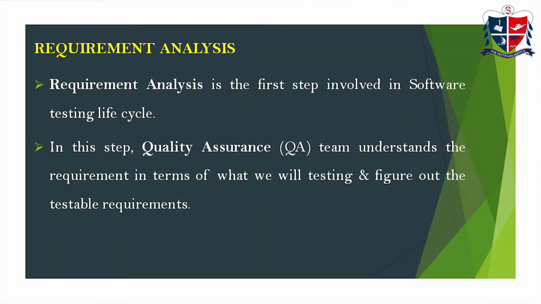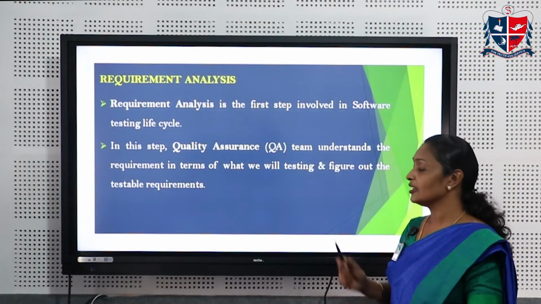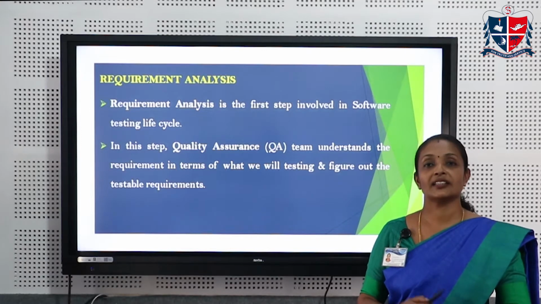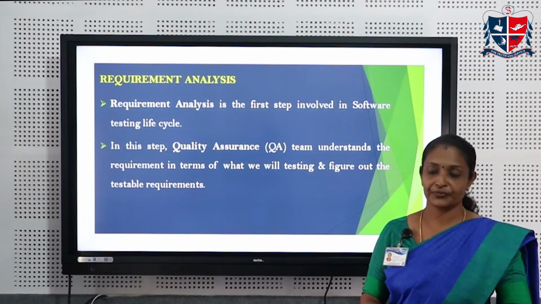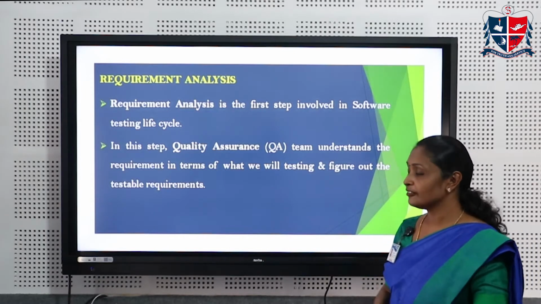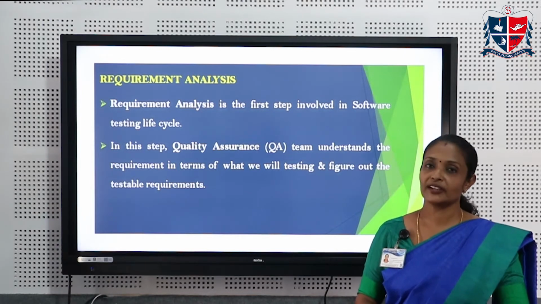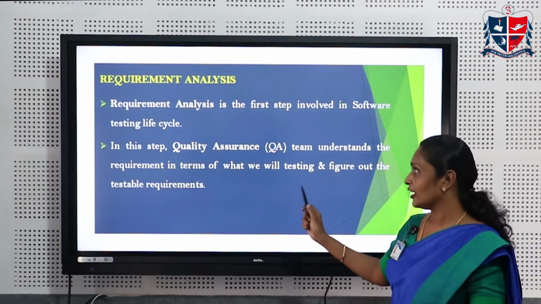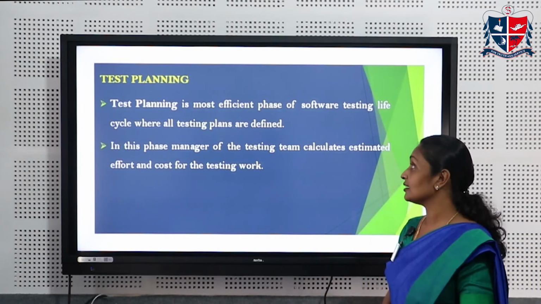Requirement analysis is the first step involved in the software testing cycle. That is, the quality assurance team has to make sure of the requirements for the software testing, that is why we have to test the software. And we have to identify the basic requirements needed for the entire software testing process. After identifying the requirements, we move on to the next phase, known as test planning.